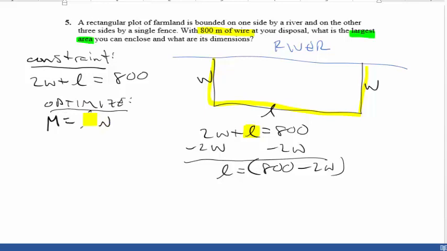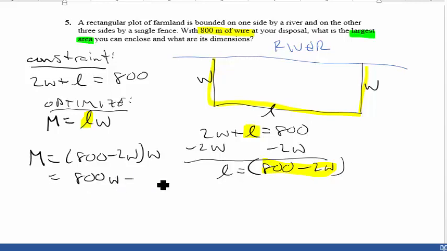Right? So now our function to optimize is no longer LW, because we're going to replace the L with 800 minus 2W. So our function to optimize now becomes A equals 800 minus 2W times W, and again distribute, and we get 800W minus 2W squared. And luckily for us, this is again a parabola that has a maximum point, which we can find just using our negative b over 2a formula.